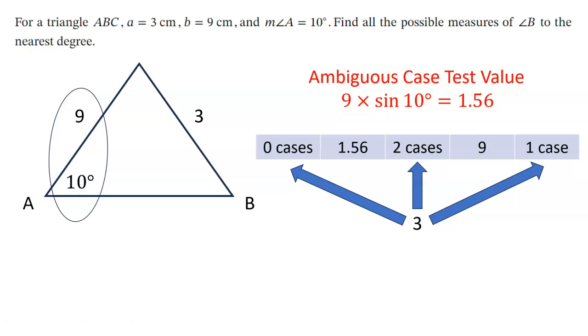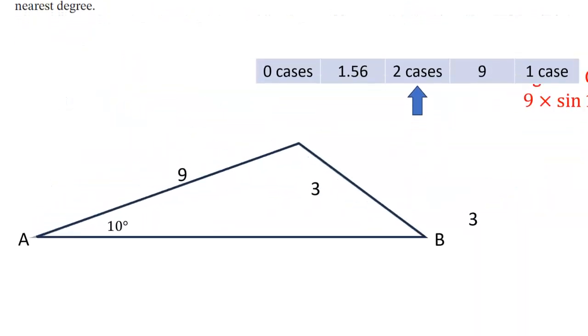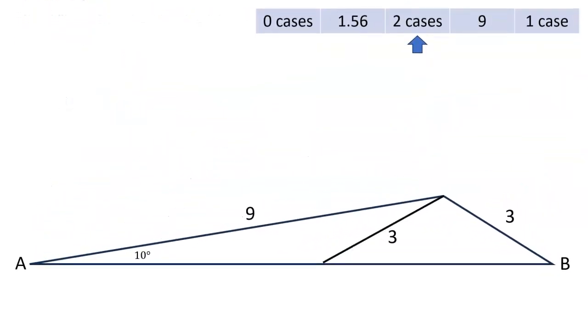If it's bigger than 9, then there's just one case. So since in this case 3 is between 1.56 and 9, there's 2 separate cases, and I'm going to now adjust my diagram to show you what they actually look like. So you could have the triangle that's the large obtuse one here, or you could have this other kind of weird oblique one, also obtuse because it's an angle over here.